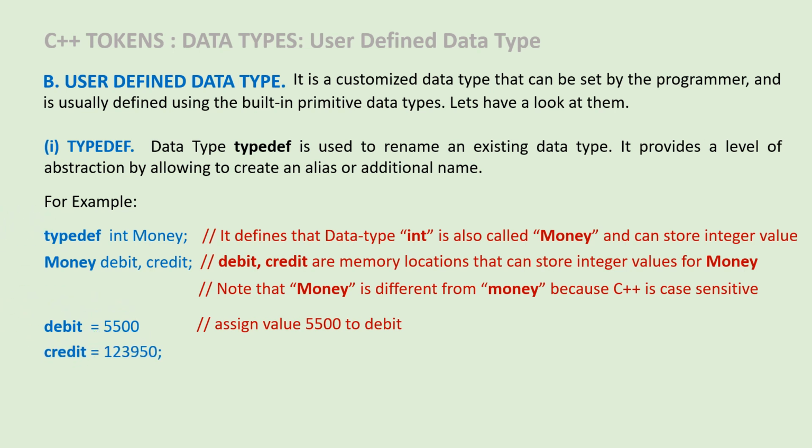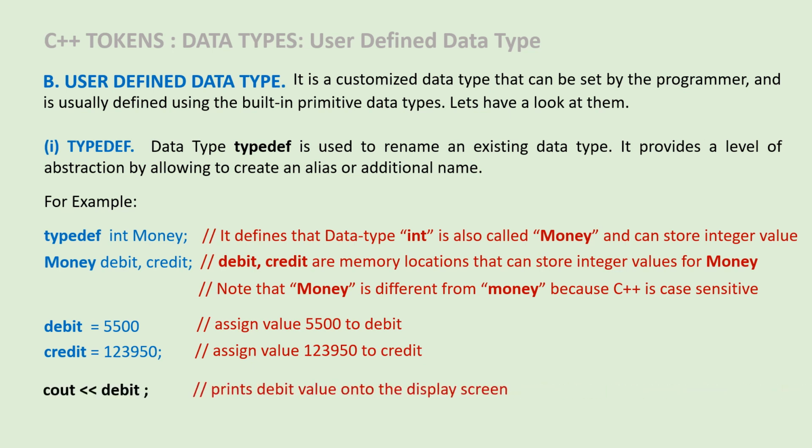Next we declare credit equals 123,950. This assigns the value 123950 to the variable credit. cout debit. It prints the debit value onto the display screen. cout credit. You now print the credit value onto the display screen.